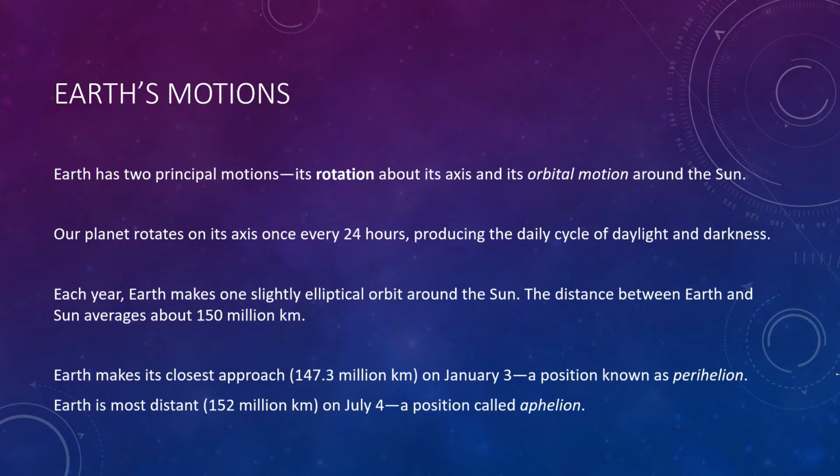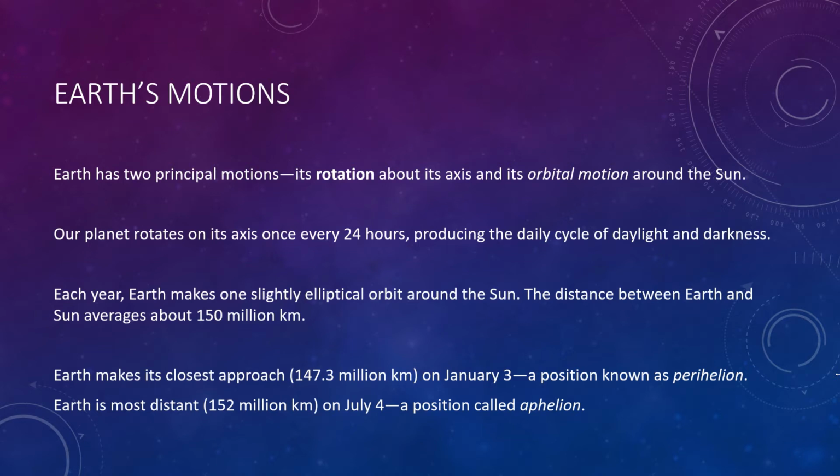Earth has two principal motions, as we discussed in our previous lecture: its rotation around its axis and its orbit motion around the sun. The axis is an imaginary line running through the planet's poles. Our planet rotates on its axis once every 24 hours, producing the daily cycle of daylight and darkness. At any moment, half of Earth is experiencing daylight and the other half is experiencing nighttime.